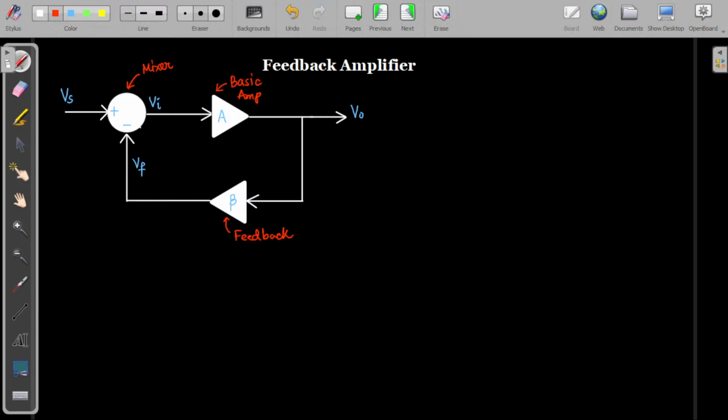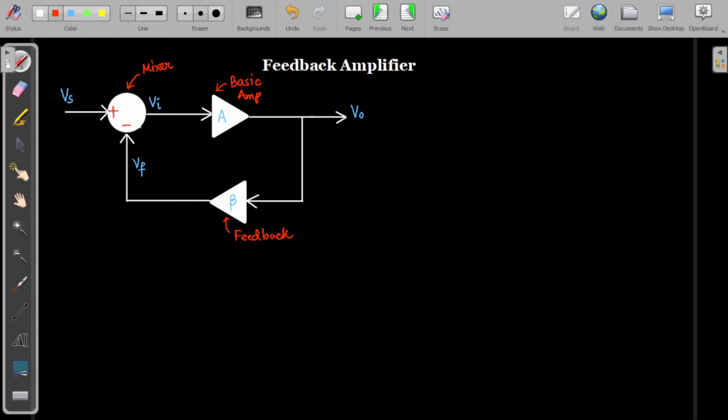So what is this Vs? This Vs is nothing but the input signal, and Vf is the feedback signal, and this V0 is the output signal. So this feedback part is taking the output V0 and mixing with the input signal and it will produce the Vi. So you can see here that there is positive and there is negative.